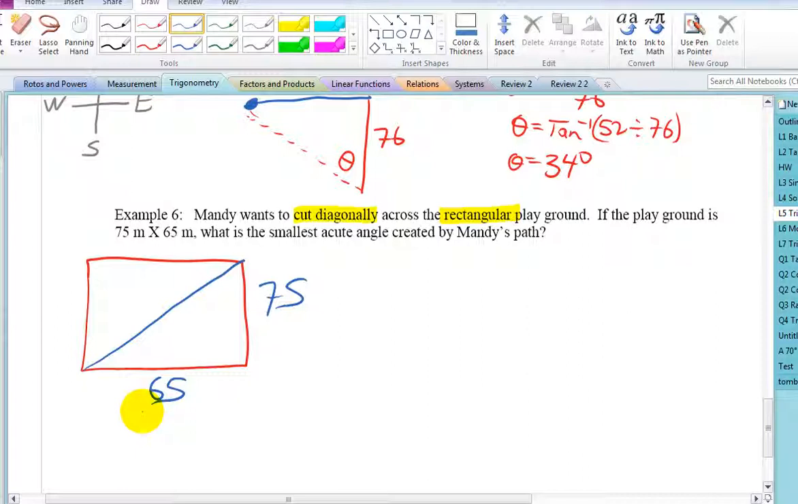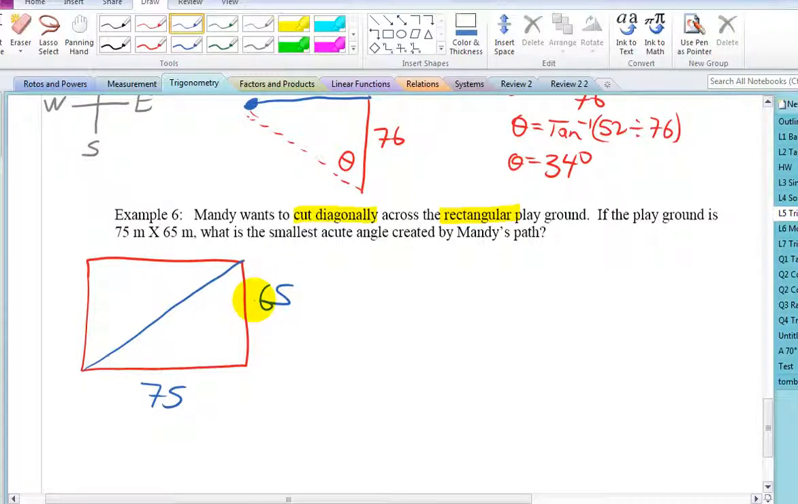Why? What do you mean? Why is that wrong, Ishwar? Is this longer than 65? No. So please look at your diagram and put the longest side on the longest side.